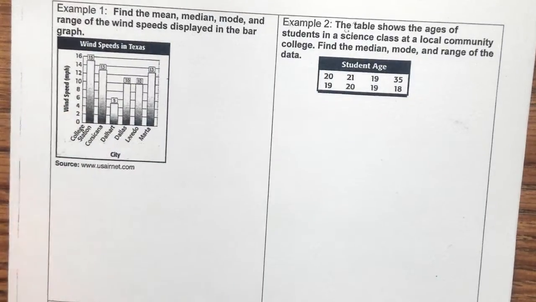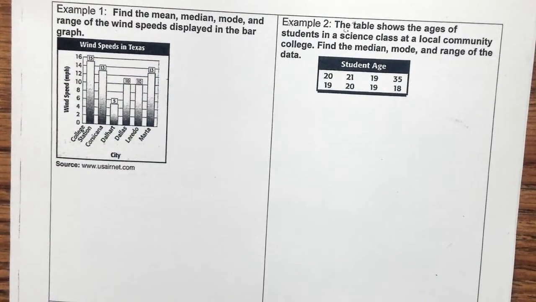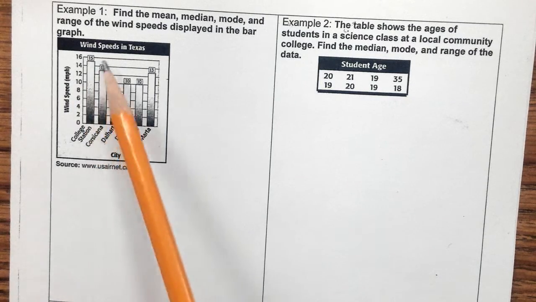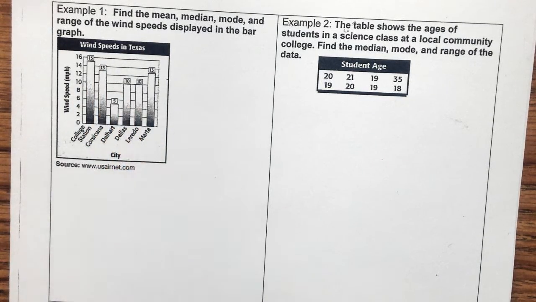Okay, let's go ahead and get started. I'm flipping it over. So example number one, we're going to find the mean, the median, the mode, and the range of the wind speeds displayed in the bar graph. And that was really nice of them. They put the numbers on top of the bars for us.